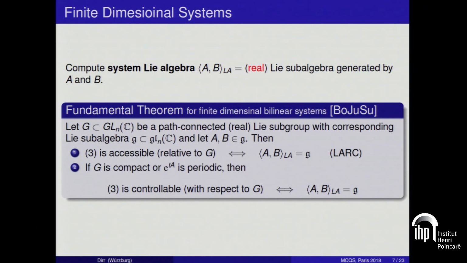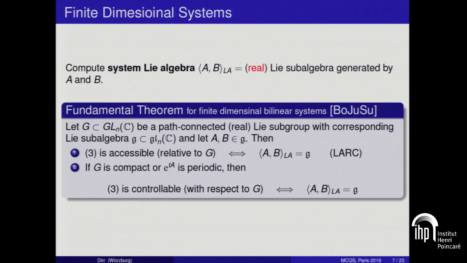Once you know that the Lie algebra generated by A and B, so the system Lie algebra of your system, is the entire Lie algebra, then you know your system on the group level is accessible. Accessible is not that impressive. It simply tells you that the reachable set has interior points. And usually we want to have much more. This is far away from being controllable.